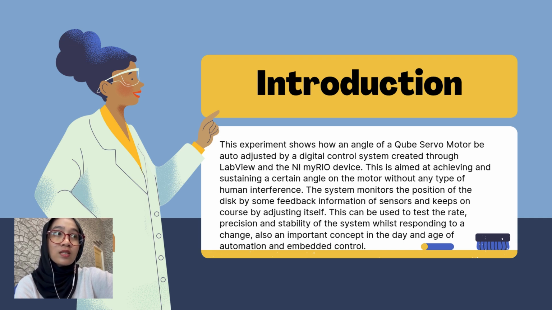The system monitors the position of the disc using feedback information from sensors and keeps on course by adjusting itself. This can be used to test the rate, precision and stability of the system whilst responding to a change, also an important concept in the day and age of automation and embedded control.